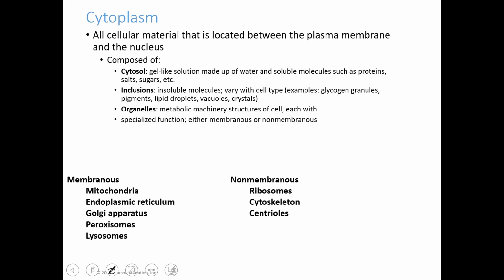The organelles are like little organs that are going to do things for the cell. Most of the organelles are surrounded by a membrane that is very similar or identical to the cell membrane, the phospholipid bilayer. Mitochondria, the endoplasmic reticulum, the Golgi apparatus, peroxisomes, and lysosomes all have membranes. The ribosomes and the cytoskeleton and the centrioles don't. It's a hard-hitting factoid there.